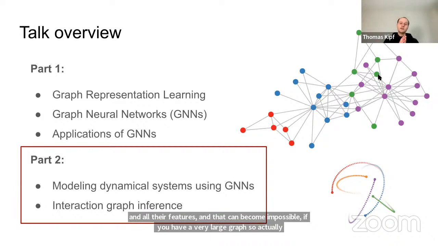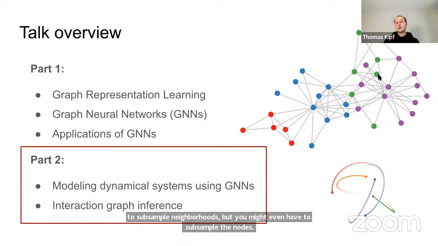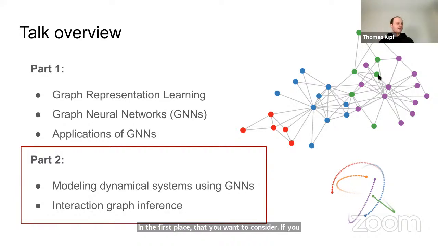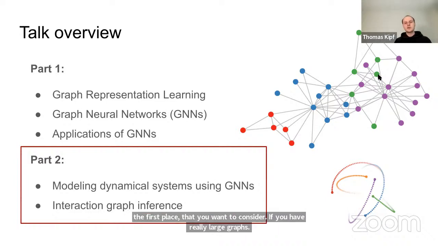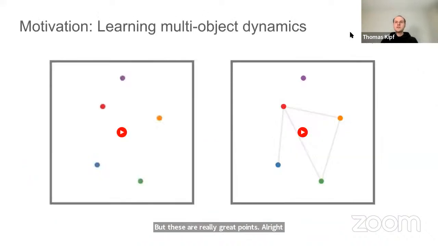You don't only have to subsample neighborhoods, but you might even have to subsample the nodes in the first place that you want to consider if you have really large graphs. But typically, for up to 1 million nodes or so, you can fit these things in memory. These are all really great points. All right, let me continue to the second part of my talk.